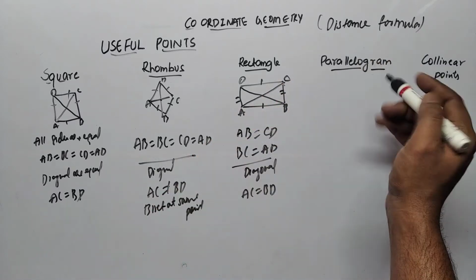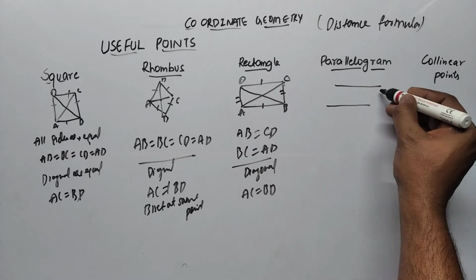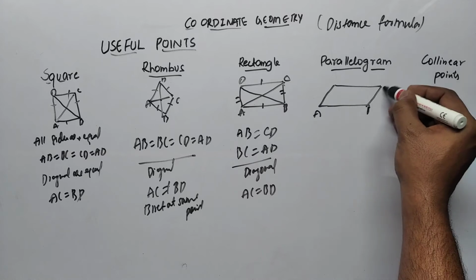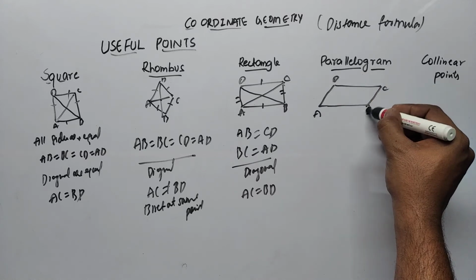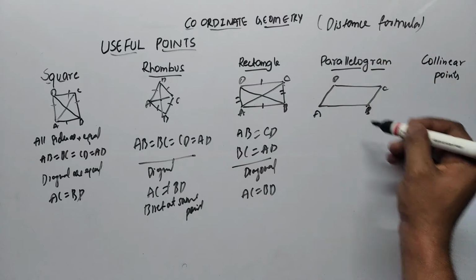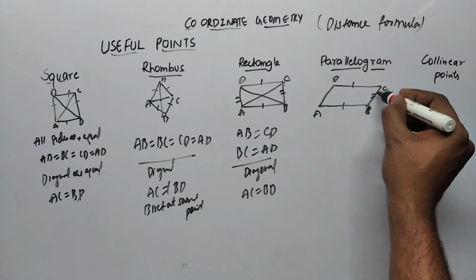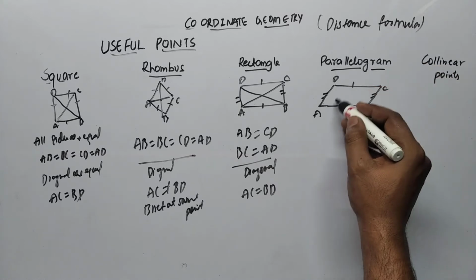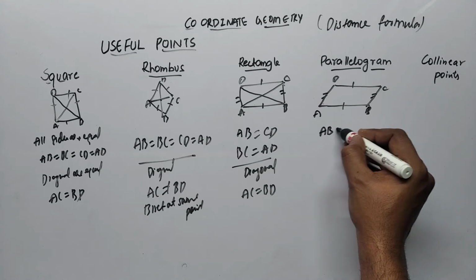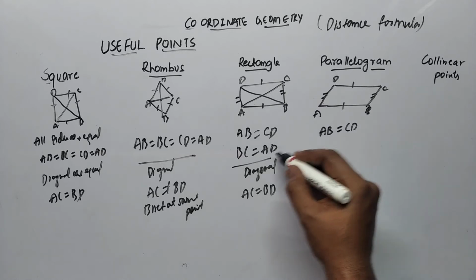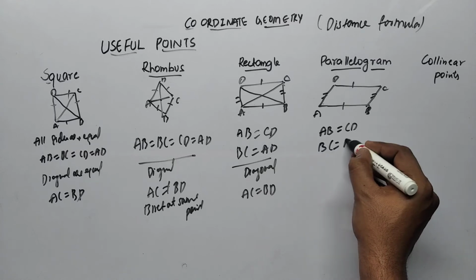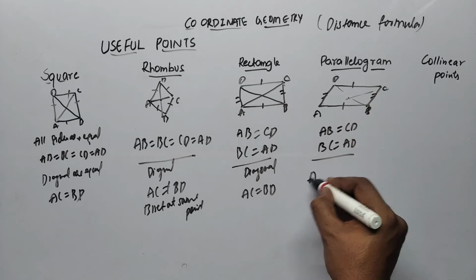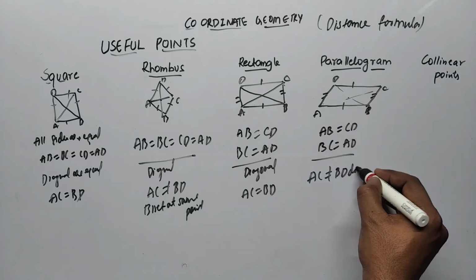Now we'll talk about the parallelogram. I am naming this parallelogram ABCD. In a parallelogram, opposite sides are equal: AB is equal to CD, and BC is equal to AD. But the diagonals are not equal; they intersect at a point. So AC is not equal to BD.